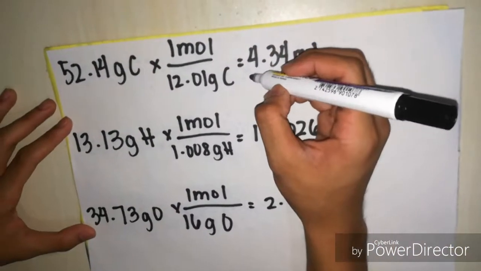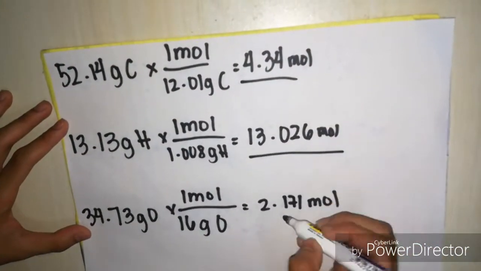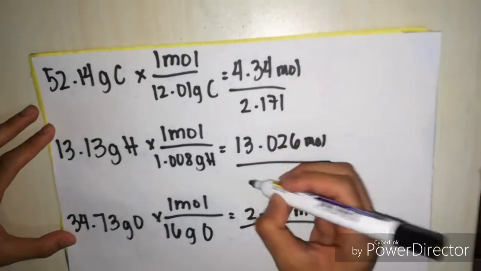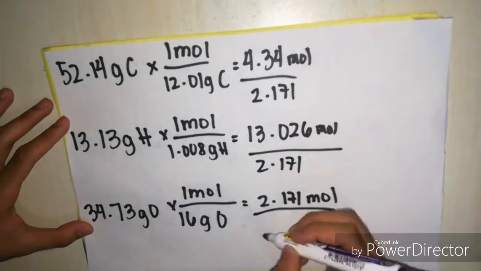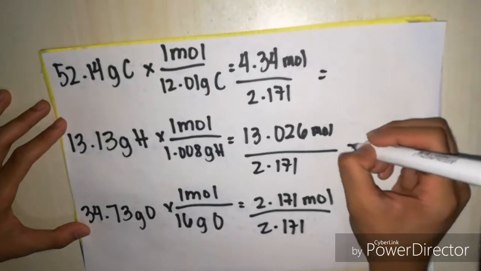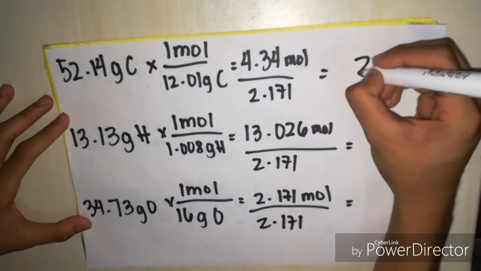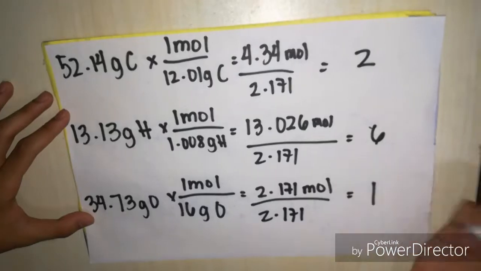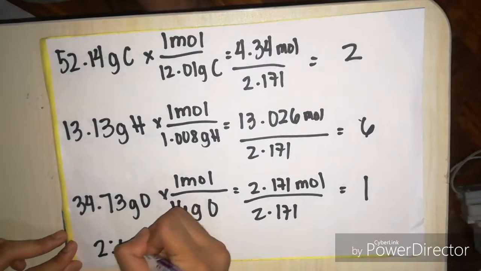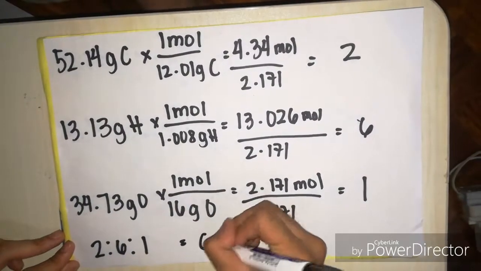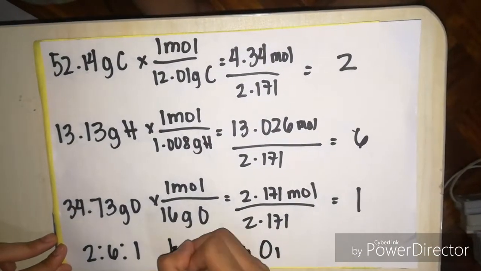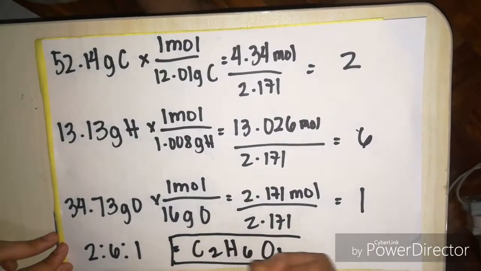Divide each by the smallest quotient. Since the smallest quotient is 2.171, we will use that. 4.34 divided by 2.171, 13.026 divided by 2.171, and 2.171 divided by 2.171. For carbon, we will have 2. For hydrogen, we will have 6. We will have 1 for oxygen. So the ratio is 2:6:1. So the empirical formula is C2H6O. That's the answer.